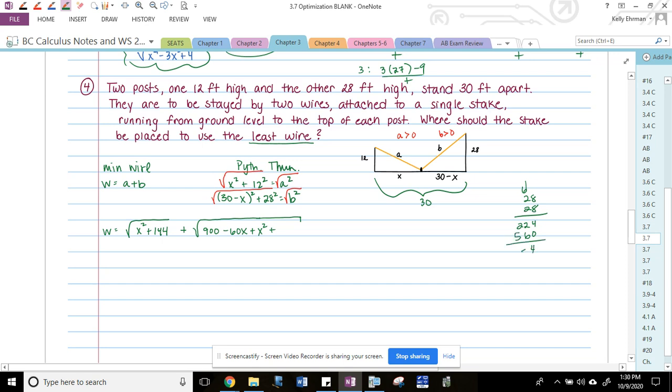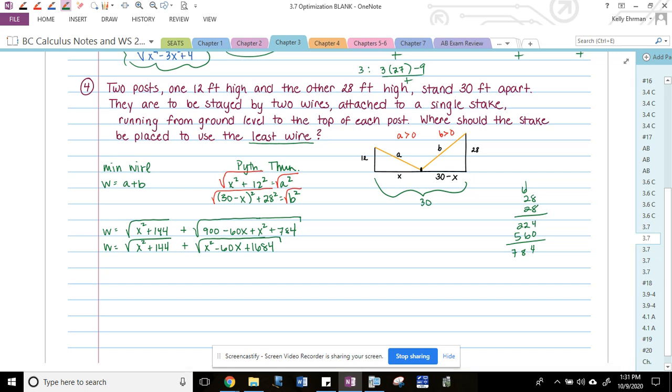Something like this. Did I get that right? I did, 784. Okay, and we can clean this up a bit more. We're getting a bit obnoxious with our large numbers, and that's okay. X squared minus 60x plus 1684. All right.